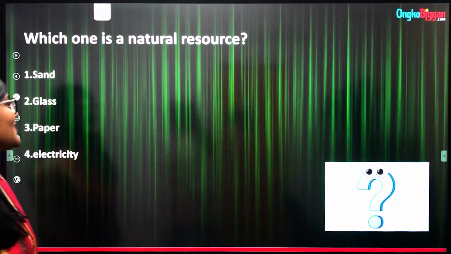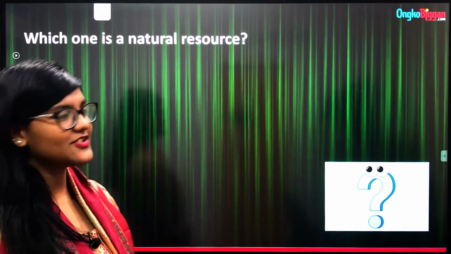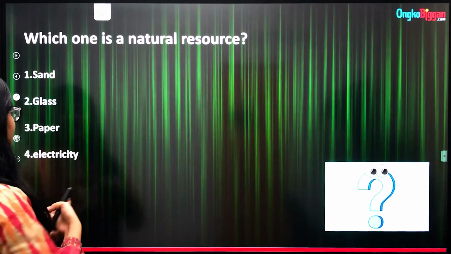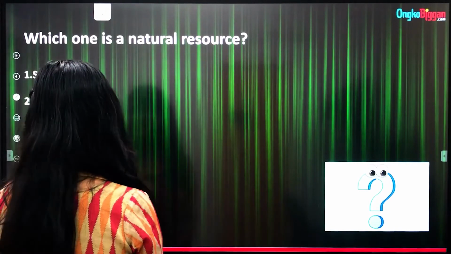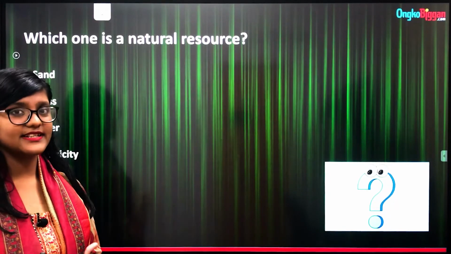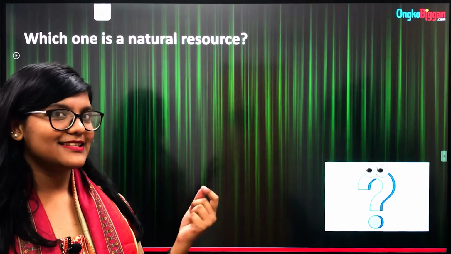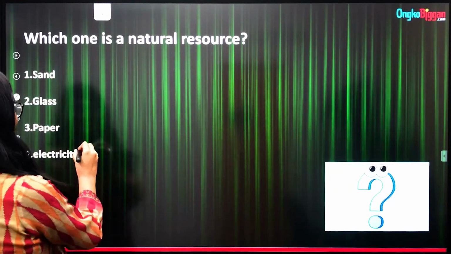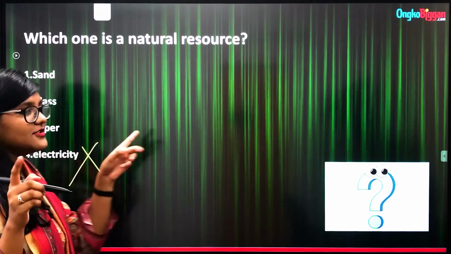Now we will solve a question. Which one is a natural resource? We have four options: sand, glass, paper, electricity. Firstly, electricity is man-made. That means we can't obtain electricity in nature. It is made using human intelligence. So electricity is not an example of a natural resource.